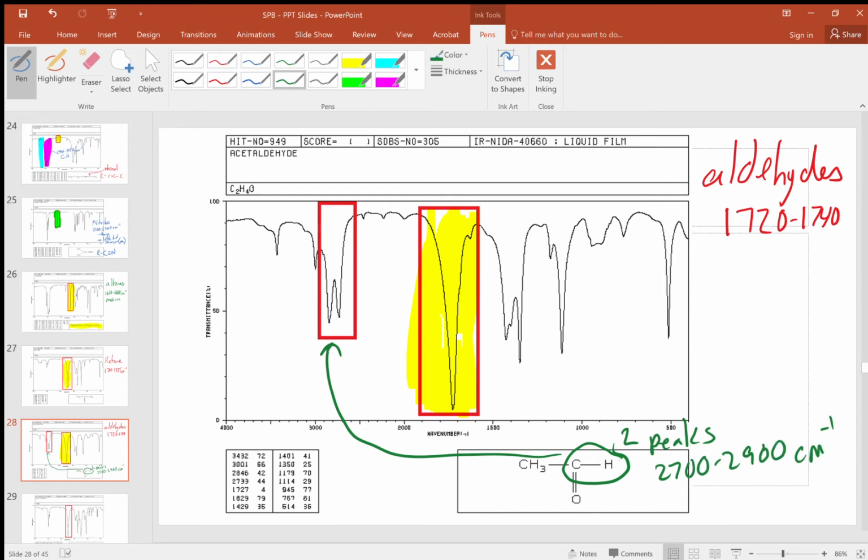And that actually makes aldehydes one of the easiest functional groups to pick out in an IR spectrum, because in this 2700 to 2900 range, there's almost nothing else that shows up around there. And it's just about always two peaks. So anytime we see this combination of the carbonyl peak and the two peaks from 2700 to 2900, we can be pretty certain that we've got an aldehyde.